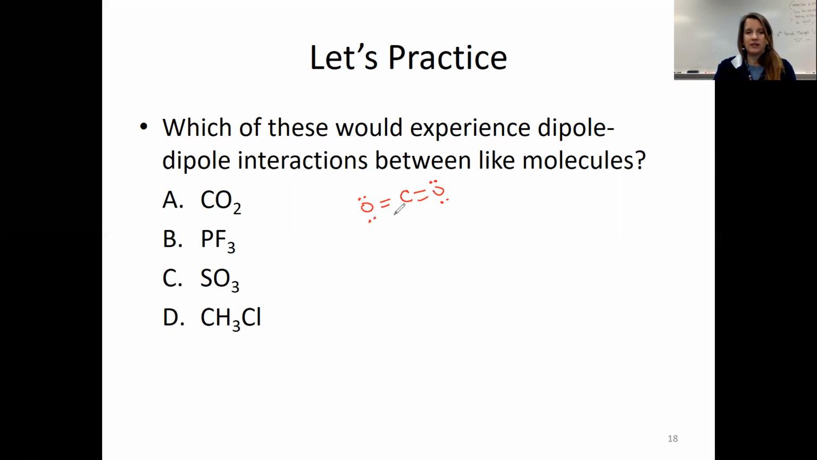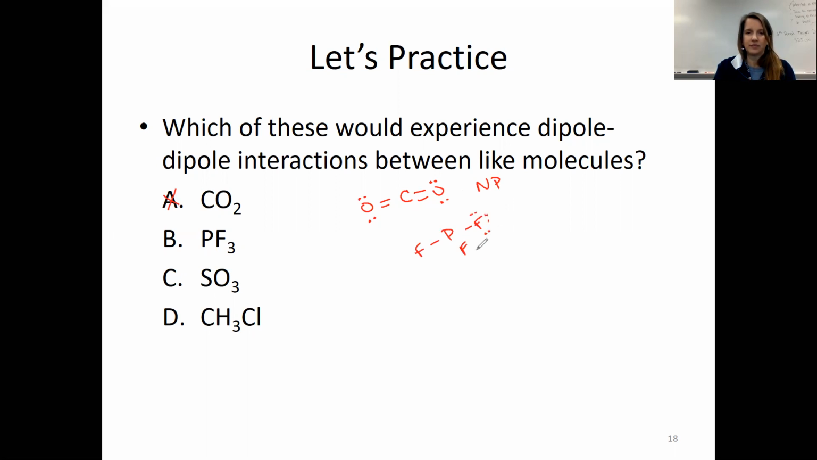So carbon dioxide looks like this. It's a nonpolar molecule, so it would not have dipole-dipole interactions. We would have to have a polar molecule. PF3 would look like this. And of course, there's going to be dots on my fluorine. And then phosphorus would also get dots. So yes, PF3 would have dipole-dipole interactions because we've got the lone pair on our central atom. My fluorine is more electronegative than the phosphorus. So we would have those permanent dipoles and those would attract between other nearby molecules of PF3.